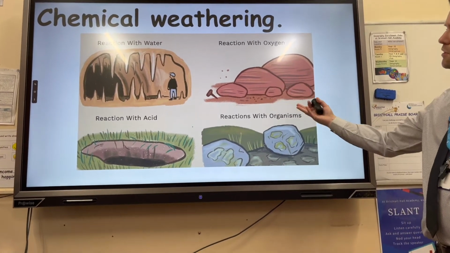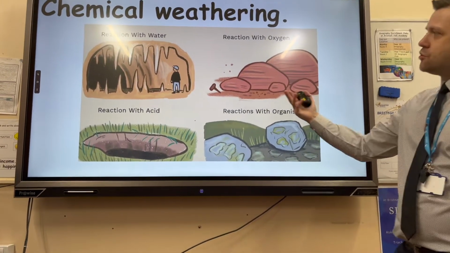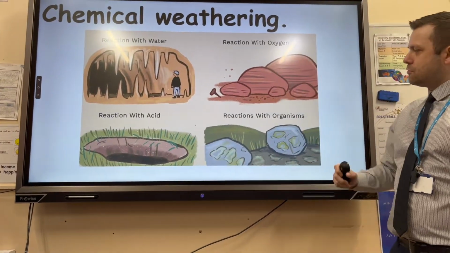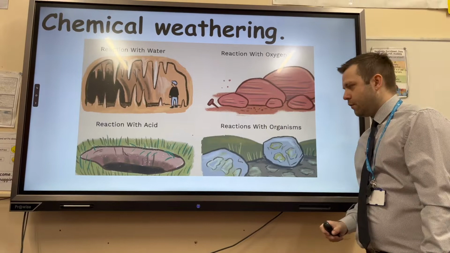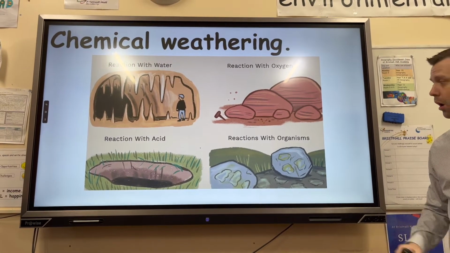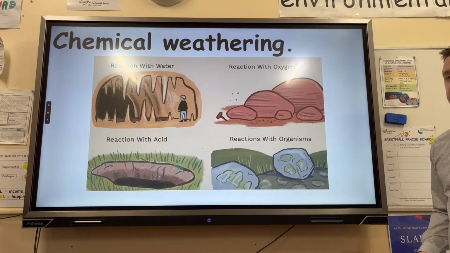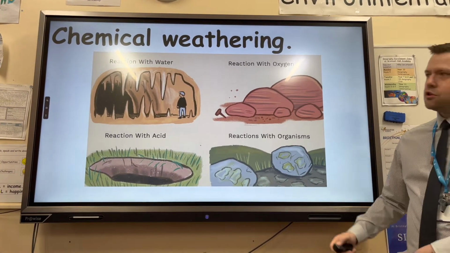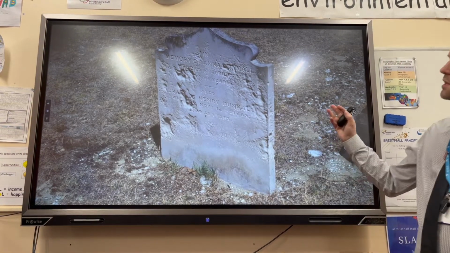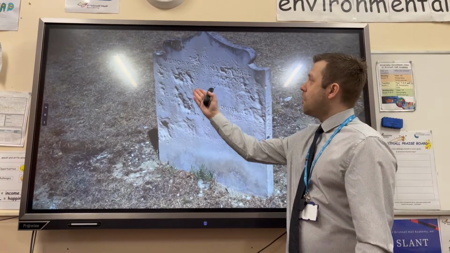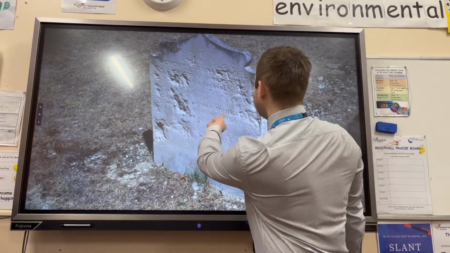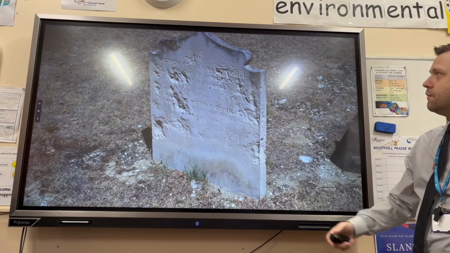But there are other things that cause chemical weathering, such as reactions with water. We've talked about reactions with acid, reaction with oxygen, or reaction with organisms. And this is why it's always important to clean the bird poo off your car, because if you don't, the chemicals in there will start to discolour it. That's a type of chemical weathering. If you look at this lovely gravestone here, you can see that chemical weathering has dissolved parts of it, dissolved the calcium carbonate, and we don't know what Henry's first name was, unfortunately.